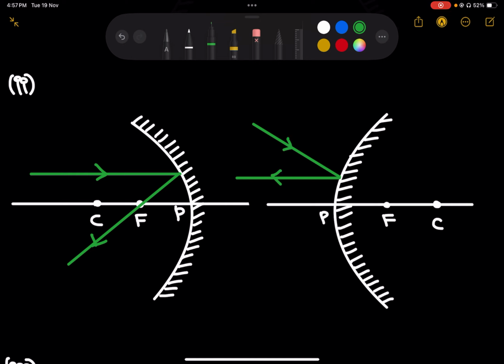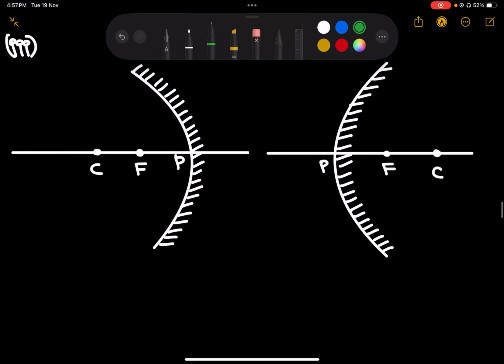It is the exact. Oh, I'm sorry. This is wrong. I did it the wrong way around. Yeah, sorry. So if it is like this, it goes like this. Understood? So this is the second rule. If the light ray passes through the focus, it will be reflected back parallel to the principal axis.